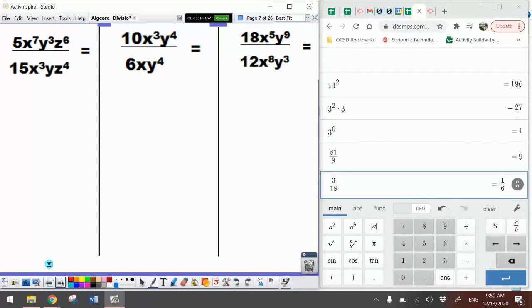Okay, so take a minute, see if you can make some headway on these. Keep in mind that sometimes things are going to be on the top, sometimes things are going to be on the bottom. You need to simplify your fractions. So simplify away, and I will catch up with you.